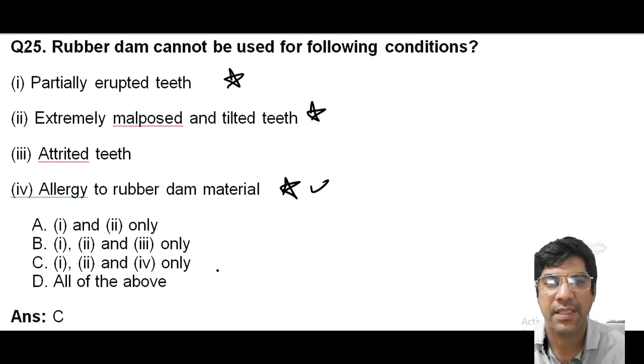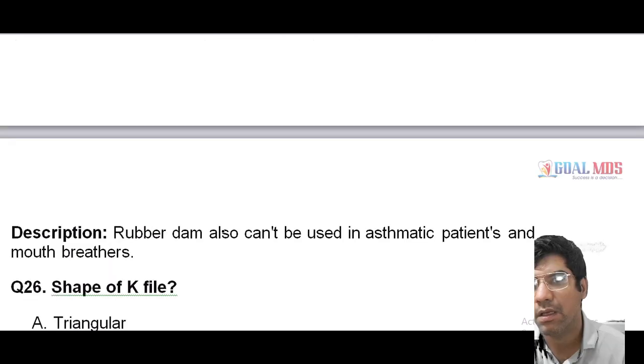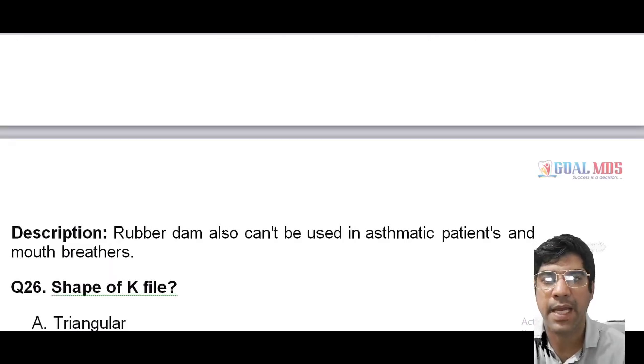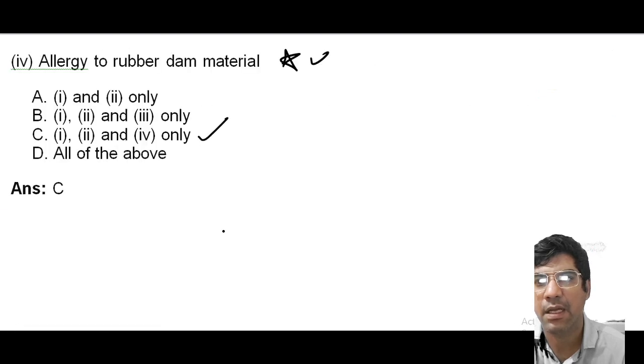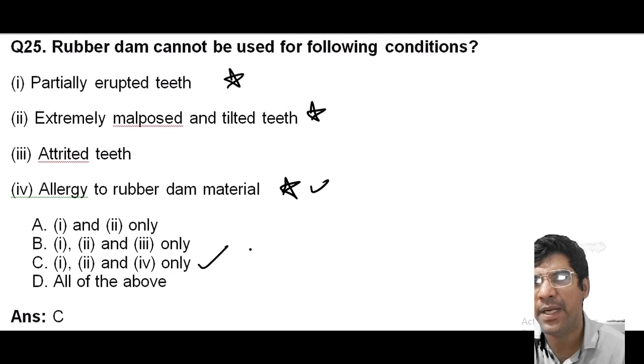Some patients may have an allergy or sensitivity to latex, which is the common material used in rubber dam. So your answer of choice is 1, 2 and 4. The rubber dam, remember, cannot be used in asthmatic patients and mouth breathers. This question is from NBDE.